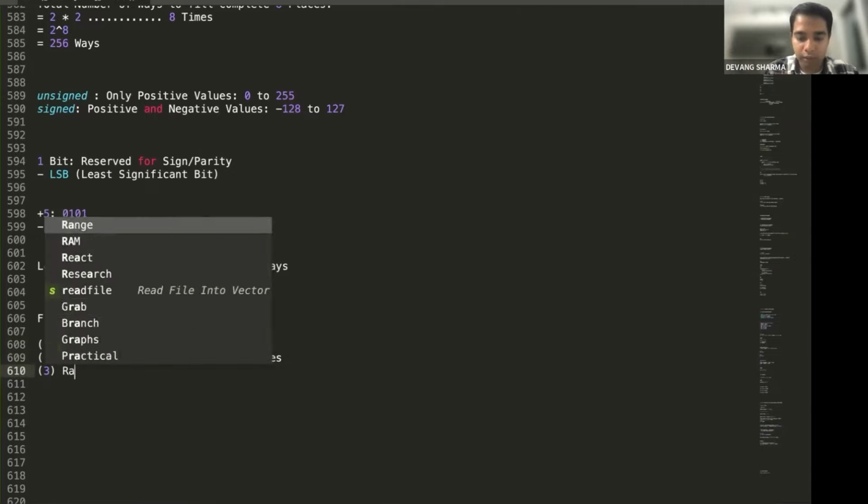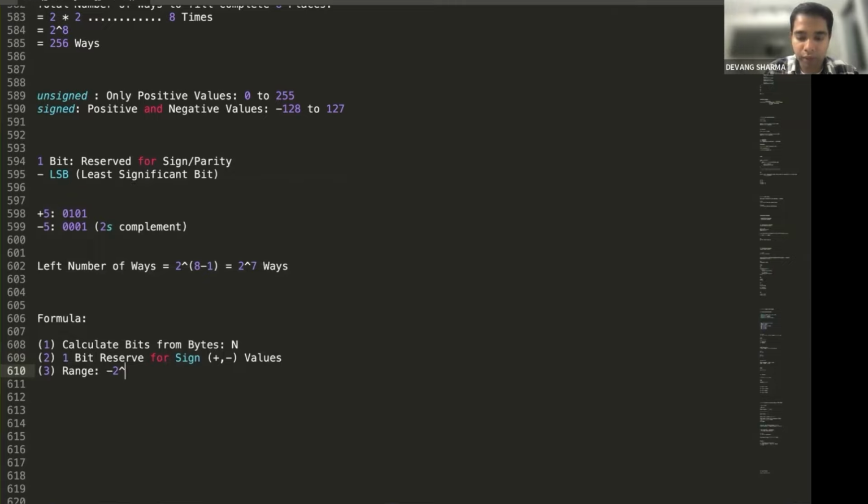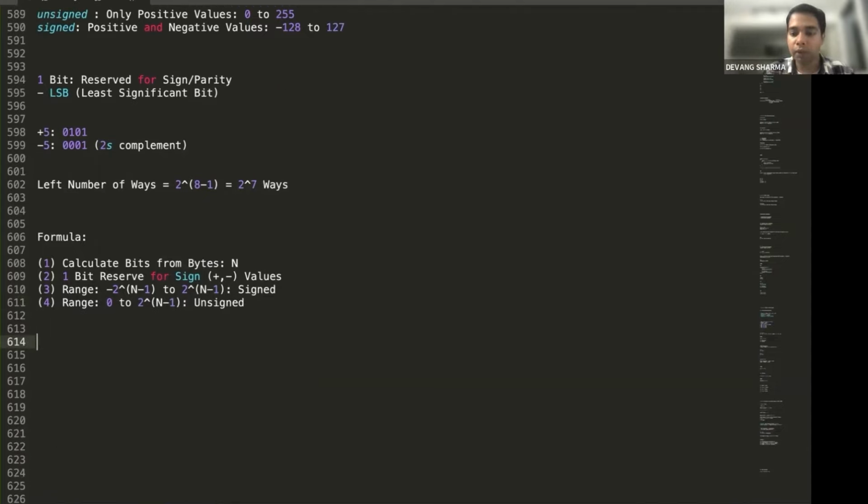Third, you would have a range which is -2 raised to the power n minus 1 to 2 raised to the power n minus 1. This is in the case of signed. And if it is unsigned, then you get a very straightforward answer. This will be 0 to 2 raised to the power n minus 1. That is in the case of unsigned. The formula clear to all? How did we get to the formula? This part clear to all? Yeah, I have written it this way.